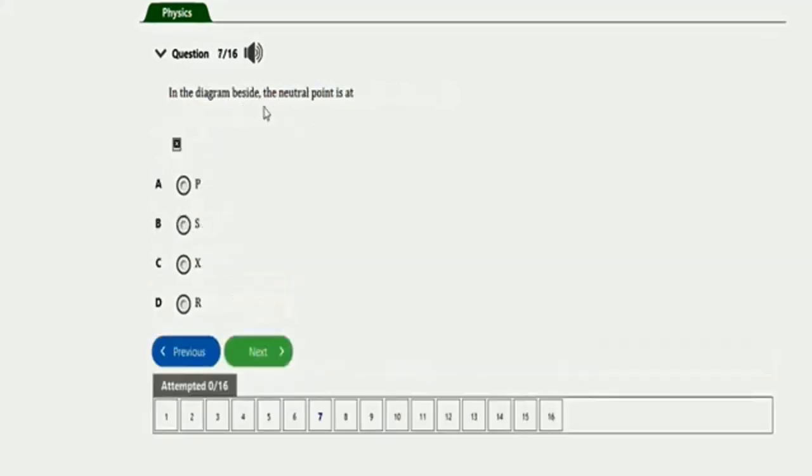It says in the diagram beside this diagram, the neutral point is at, so just take note of this question. The neutral point here will be at this X we have in the diagram. So option C is the right one. Next question will be this one.